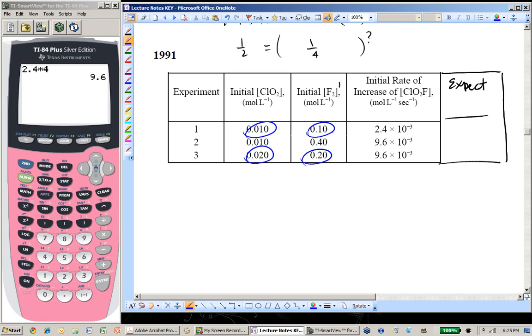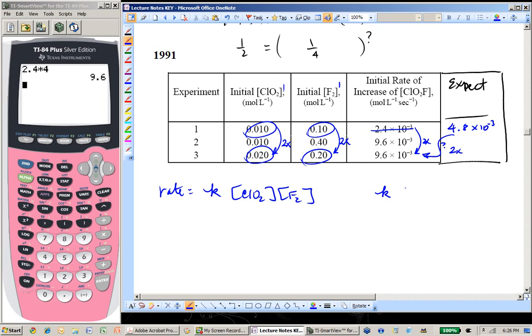I know what's going to happen because I'm doubling fluorine. When I go from here to here, I already know that that doubling is going to cause a doubling from here to here. So 2.4 times 10 to the minus 3 is automatically going to be 4.8 times 10 to the minus 3. Now that's what I'm going to compare to this. So that's a doubling. So what is this? 4.8 times 10 to the minus 3 versus 9.6, that's a doubling. So that's going to be first order. So rate is equal to K, concentration of ClO2, concentration of F2, both to the first power.